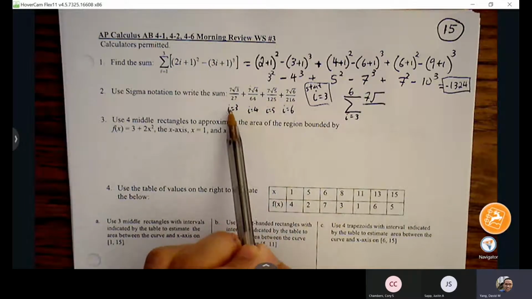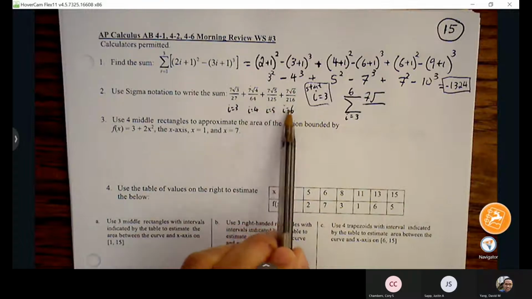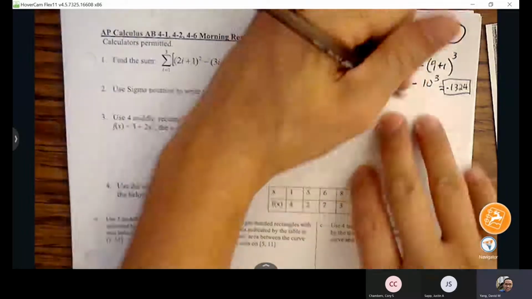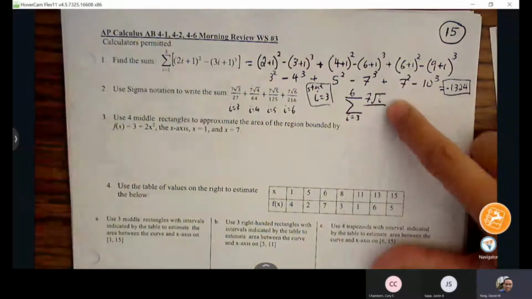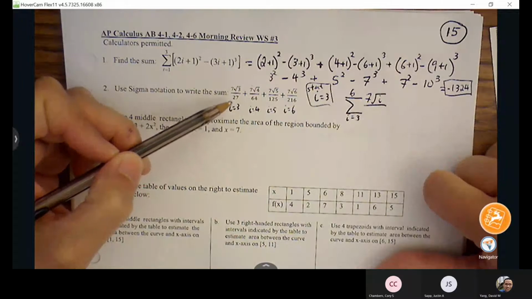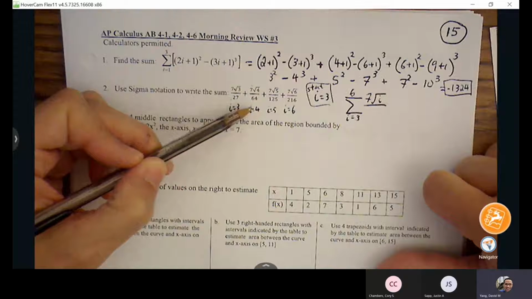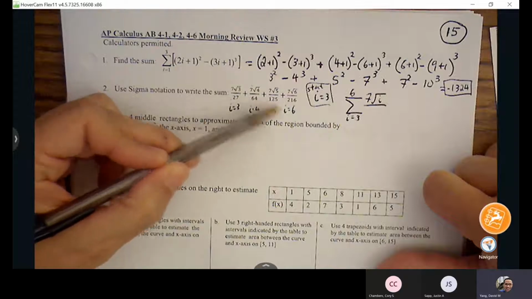So the square root is pretty straightforward, right? What goes inside the square root? Just I, right? Because it's just incrementing by 1, and it's going to start with 3. What about the denominator? Yeah, so 3 cubed, 4 cubed, 5 cubed, 6 cubed.